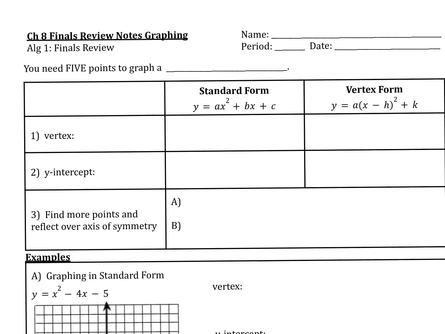Chapter 8 Finals Review Notes: Graphing. You need 5 points to graph a parabola or a quadratic function or square function.